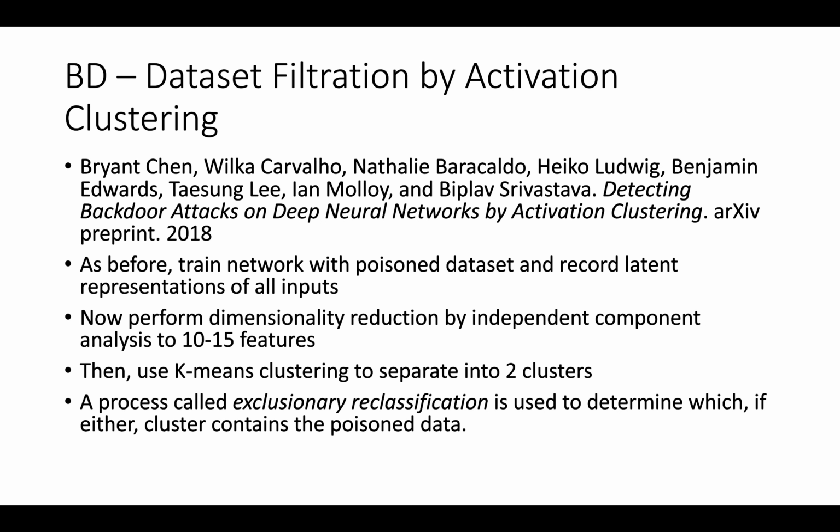So now the second method does something similar but with a different process. As before, we train the network with a poisoned dataset and record all the latent representations, and then perform dimensionality reduction by independent component analysis down to about 10 or 15 features, and use k-means clustering to separate into two clusters. This paper we'll talk about in more detail, you can go read that, but a process called exclusionary reclassification is then used to determine which, if either, cluster contains poisoned data.